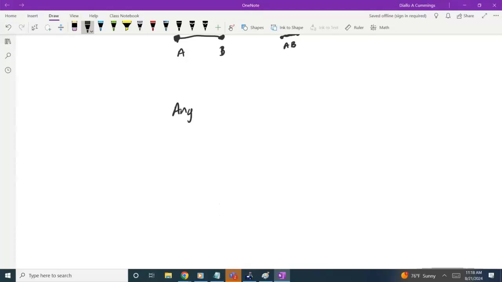So for an angle, I'm going to call this ray AB, right? And then to that, I have ray AC, right? So I have two rays. Where they meet, this is called the vertex.